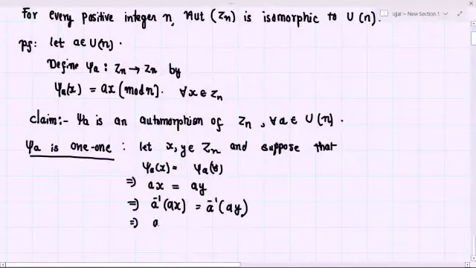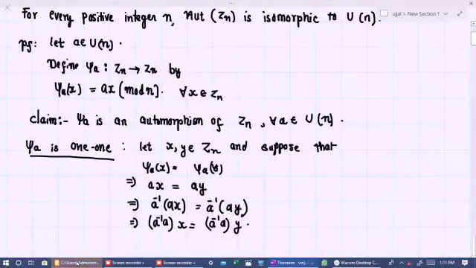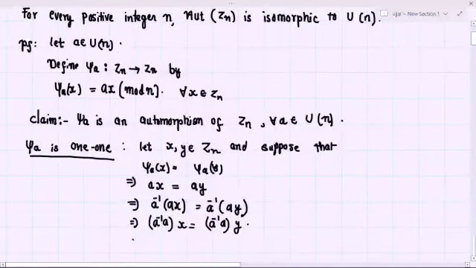Okay, a inverse ax equals a inverse ay, you can write like this. Now, since by associativity it is true, this implies that a inverse a x is the identity. So identity composed with x is x itself, and here you will get y again. So under the assumption that psi a of x equals psi a of y, we proved that x equals y. So this verifies that psi a is 1-1.